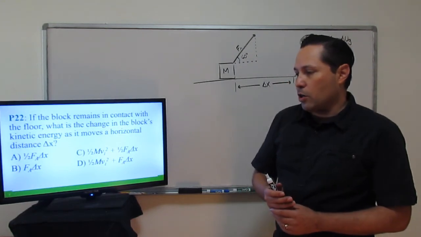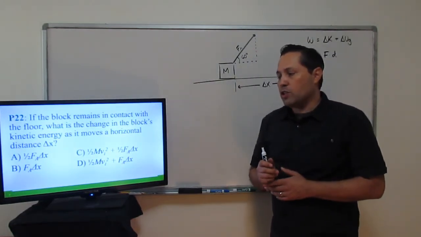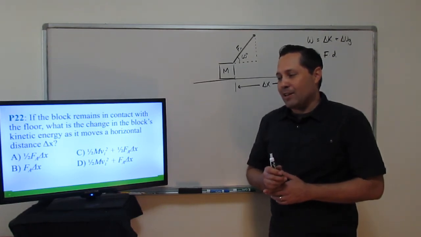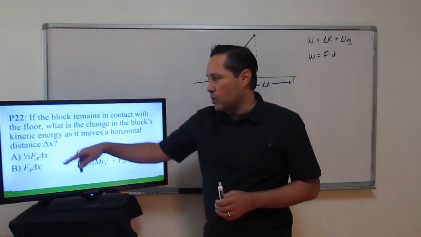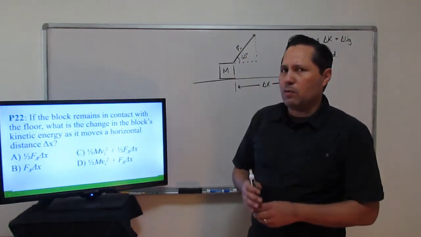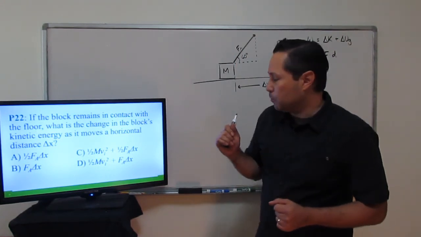If the block remains in contact with the floor, so it doesn't come up or down, what is the change in the block's kinetic energy as it moves along the horizontal distance of delta x? So you've got 4 formulas right here, and they want you to figure out what's going to be the change in kinetic energy.